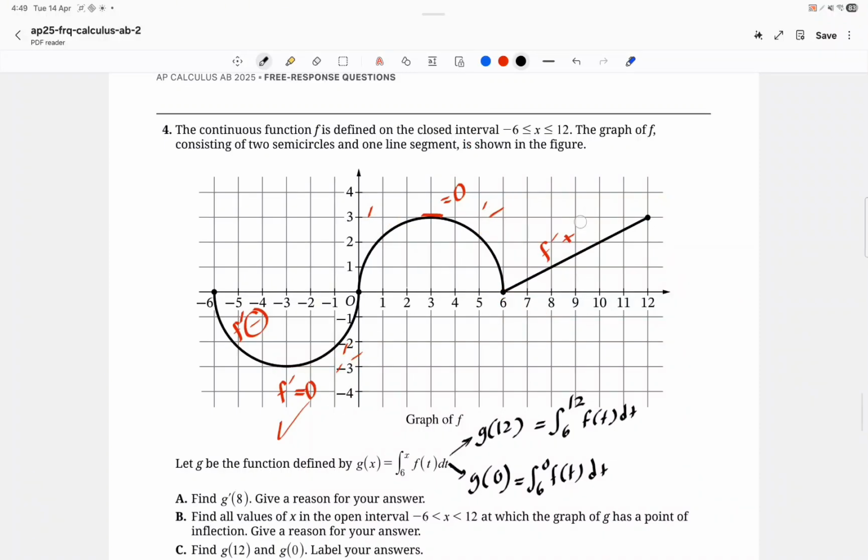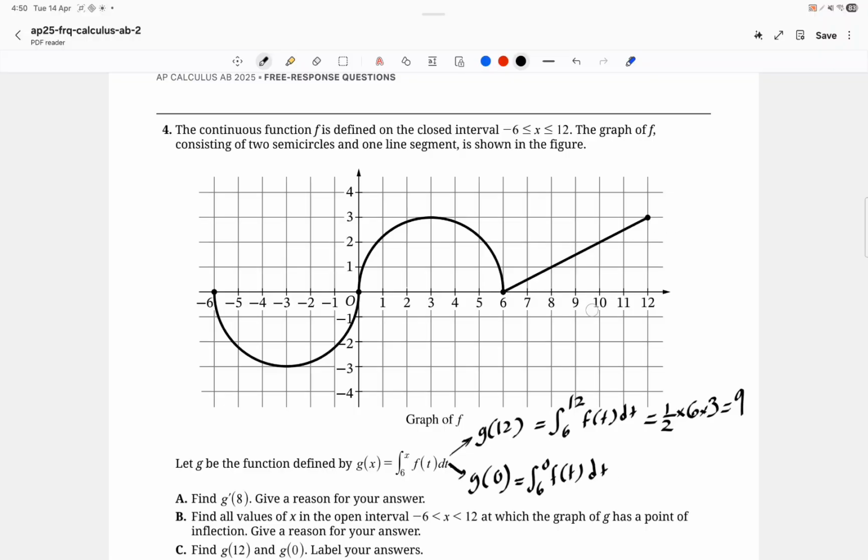So let's do it here on the curve. 1/2 multiply 6 multiply by 3. For 6 to 12, it's just a triangle. So half base times height, which is 3. And you get yourself a 9.